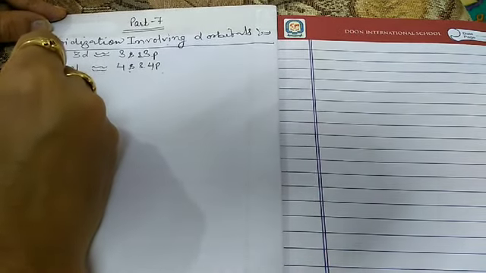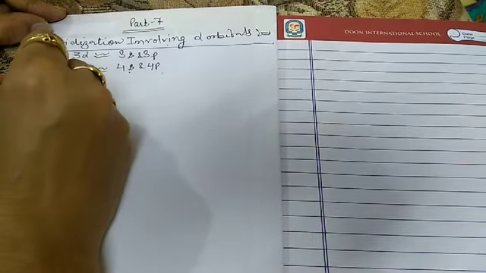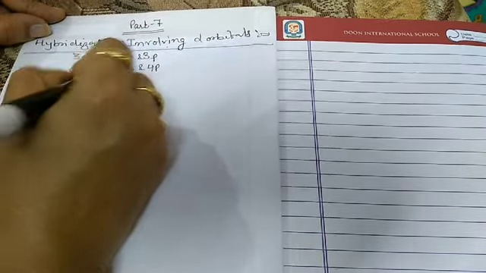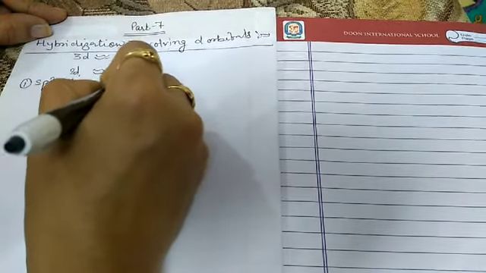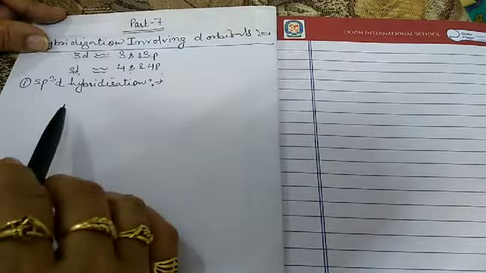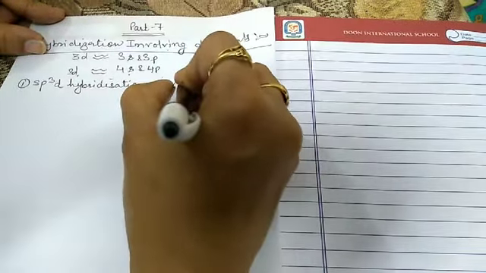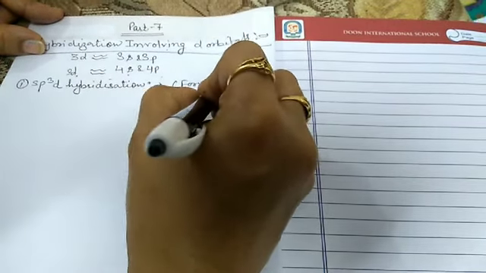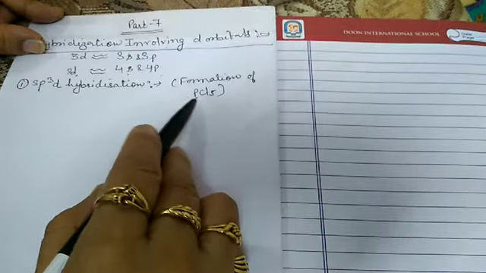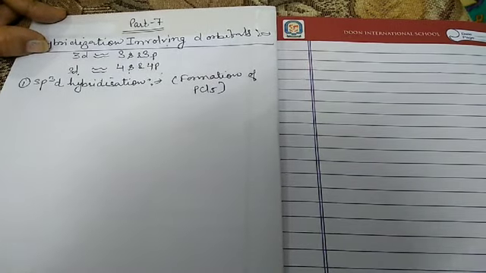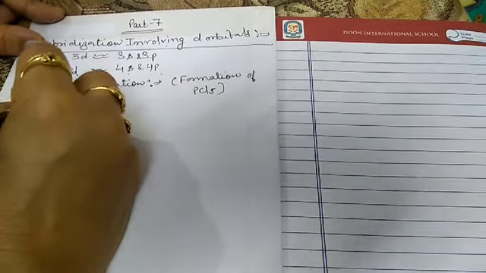So the first is sp3d hybridization. This is the next topic, sp3d hybridization, or the formation of PCl5, that is phosphorus pentachloride.